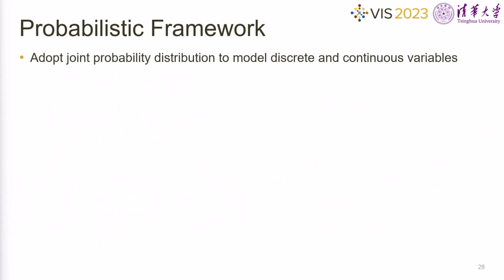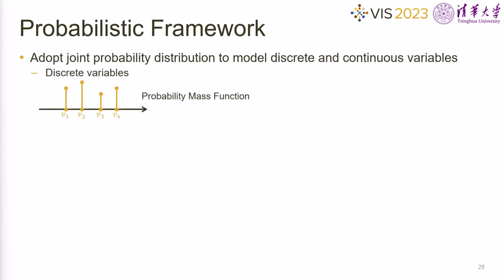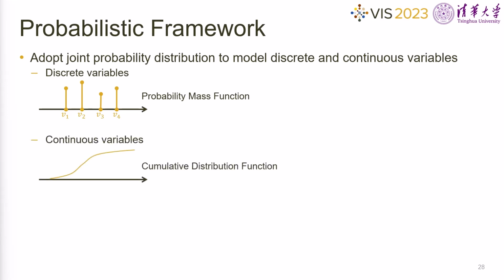Based on the matching between predictions and ground truths, we adopt the joint probability distribution to model both discrete and continuous variables. For discrete variables, the probability mass function is used to determine the probability of taking on a specific value. For continuous variables, the probability is calculated over intervals using the cumulative distribution function. With the two functions, the joint probability is calculated using the conditional probability.